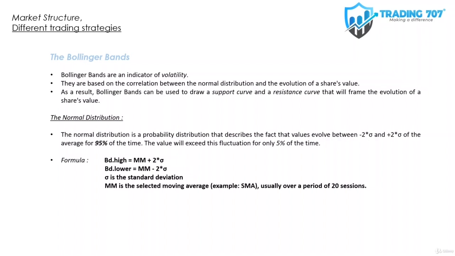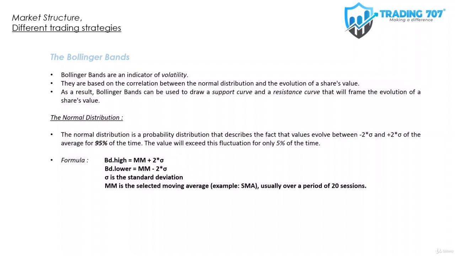Let's see the normal distribution definition. The normal distribution is a probability distribution that describes the fact that values evolve between -2 multiplied by the standard deviation and +2 multiplied by the standard deviation of the average for 95% of the time. The value will exceed this fluctuation for only 5% of the time.